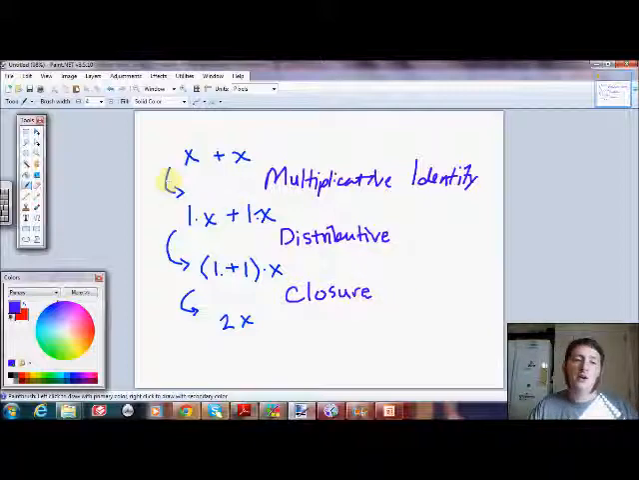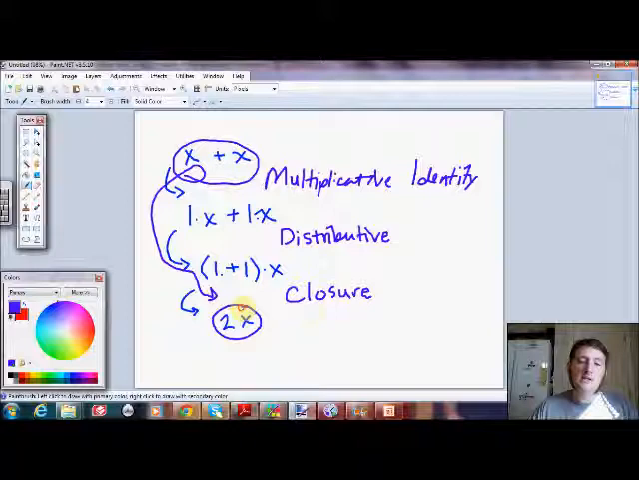So the first arrow on your notes page is the multiplicative identity. The next arrow is distributive. The next arrow is closure. And that's your 3 steps. Every time you've ever said x plus x equals 2x, this is sort of all the work that you're hiding when you skip straight to the final answer. And so it's, of course, much nicer and easier to skip all that in between, but you should realize that you're skipping it at this point.